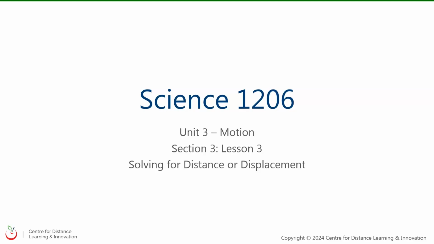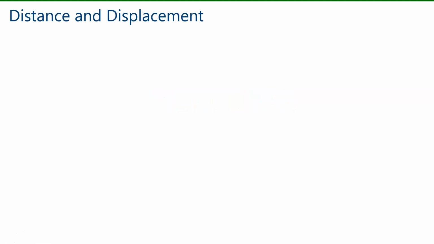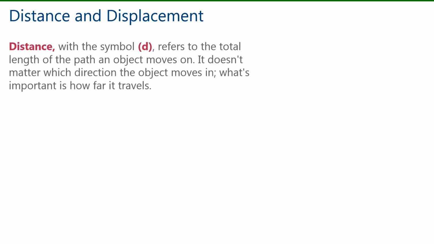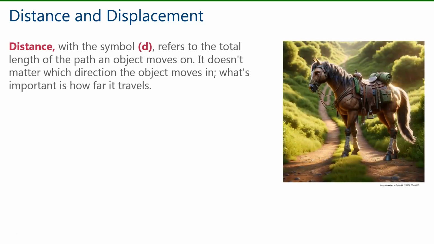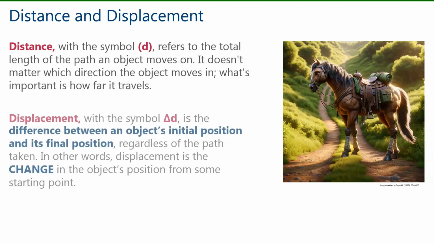Let's begin. First up, let's review the difference between distance and displacement. Distance, with the symbol d, refers to the total length of a path an object moves on. It doesn't matter which direction the object moves in. What's important is how far it travels.